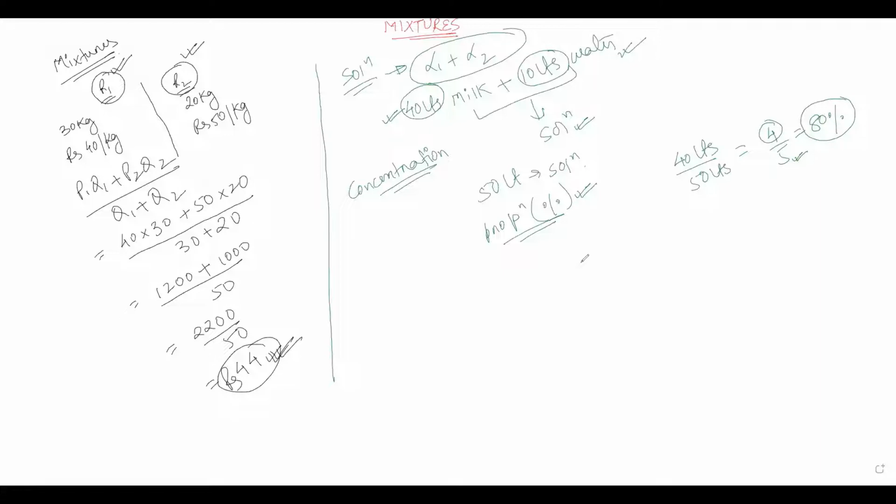In a similar way, say I have 60 liters of pure alcohol and it has been mixed with 20 liters of water, then the concentration of the solution would be simply 60 upon the total, that is 80, which is nothing but 3 by 4 or 75%. So that means out of every 4 liters of the solution, we have 3 liters of alcohol, or the concentration of the solution is 75%. So in this way, we can find the concentration of the solution.